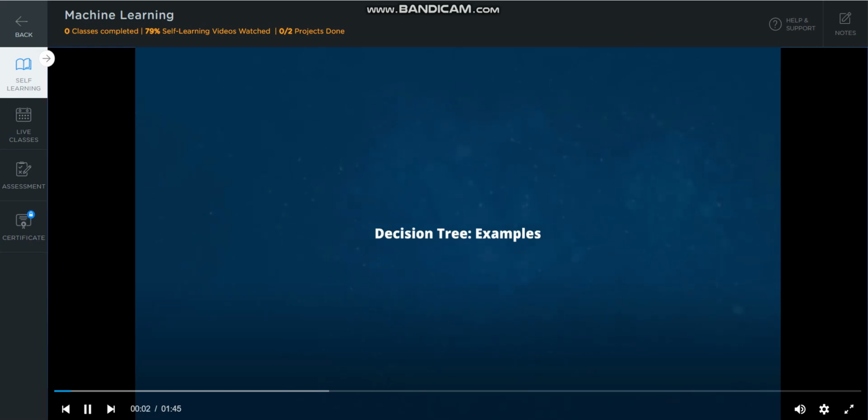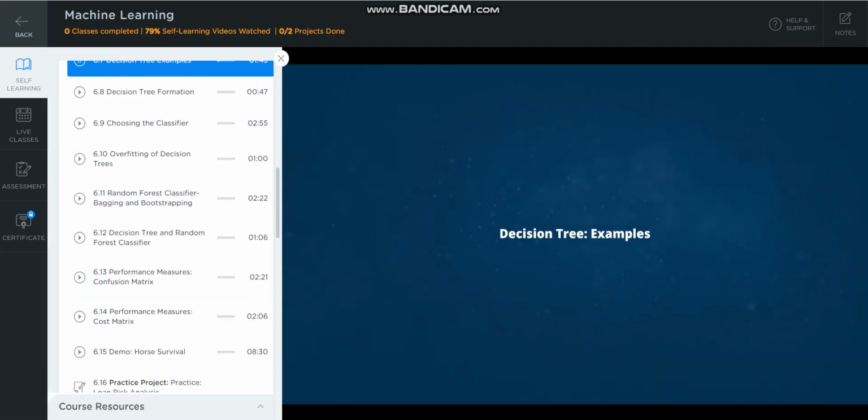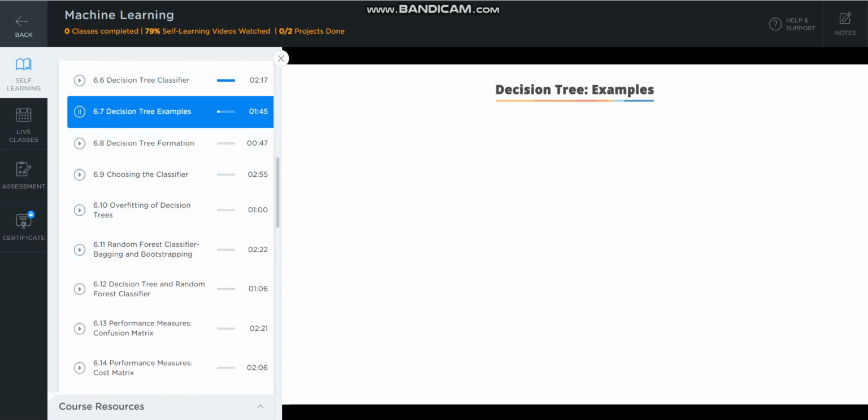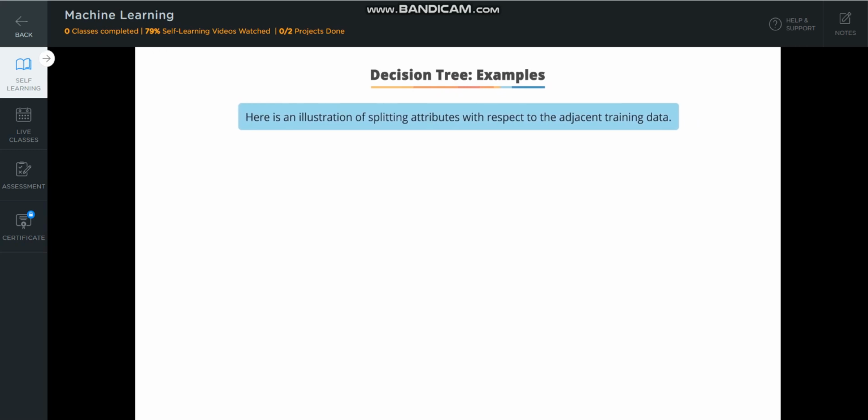Decision tree examples. Let's understand decision tree by looking at some examples. The example illustrates the splitting of attributes with respect to the adjacent training data.